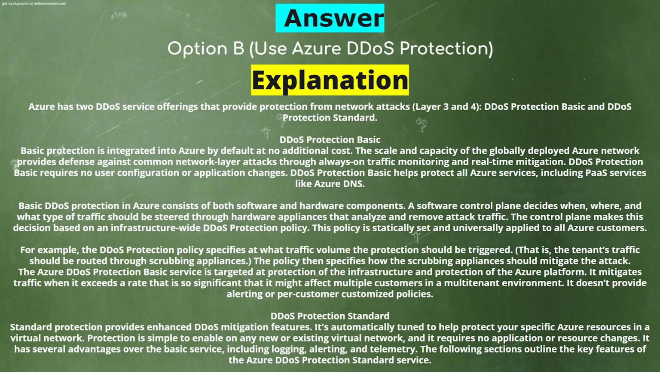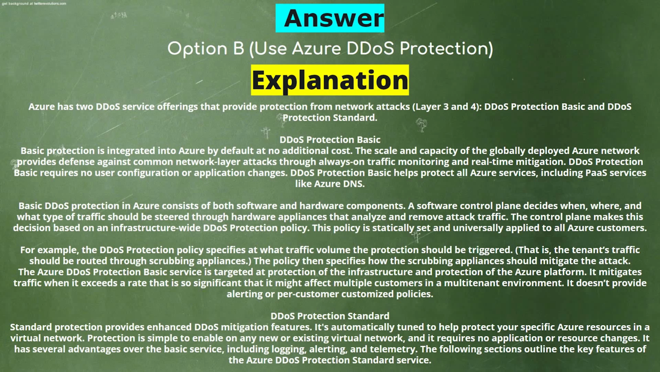Basic DDoS protection in Azure consists of both software and hardware components. A software control plane decides when, where, and what type of traffic should be steered through hardware appliances that analyze and remove attack traffic. The control plane makes the decision based on an infrastructure-wide DDoS protection policy. This policy is statically set and universally applied to all Azure customers.